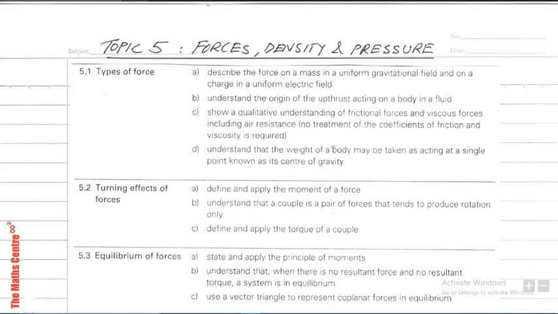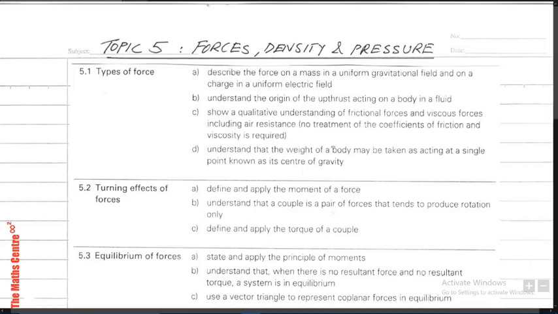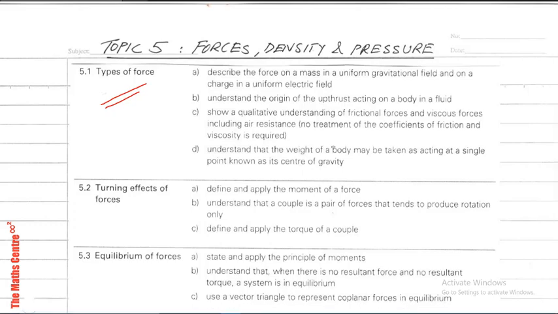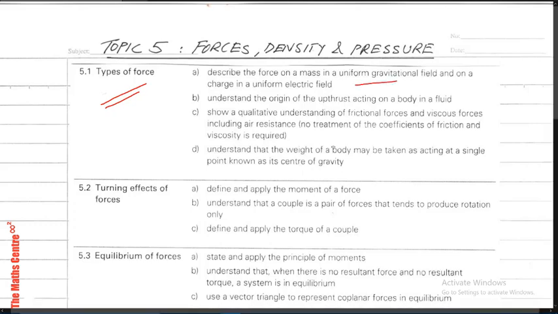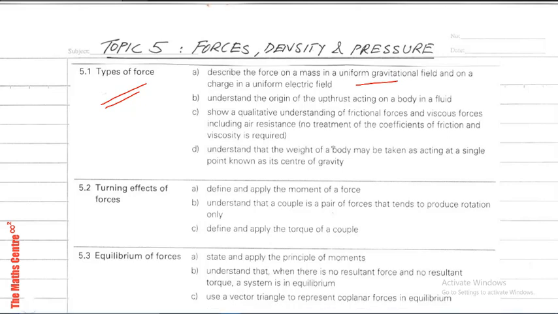Topic 5, forces, density, and pressure. Let's go through the main points in the syllabus first. Types of force. Under types of force, we'll be talking about the force on a mass in a uniform gravitational field and on a charge in a uniform electric field. We'll also talk about upthrust acting on a body in a fluid.